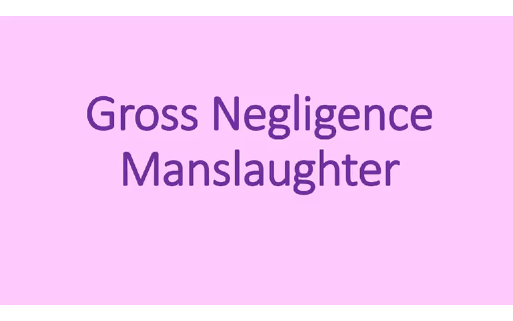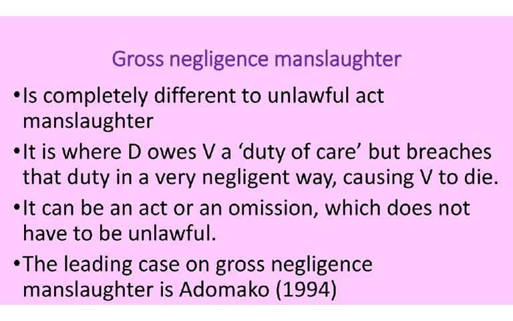So the next part that we will be looking at then is gross negligence manslaughter. So this is a separate piece of work to unlawful act, and you've got different deadlines for it. So gross negligence manslaughter is completely different to unlawful act manslaughter. It's where D owes V a duty of care but breaches that duty in a very negligent way, causing the victim to die. It can be an act or an omission, which does not have to be unlawful.